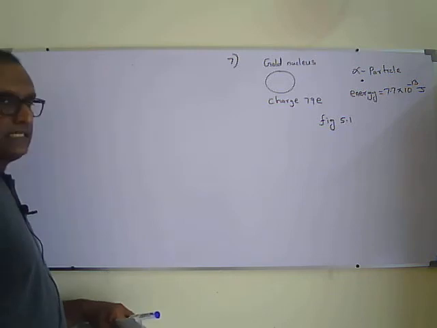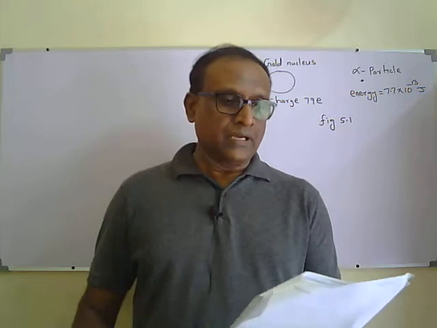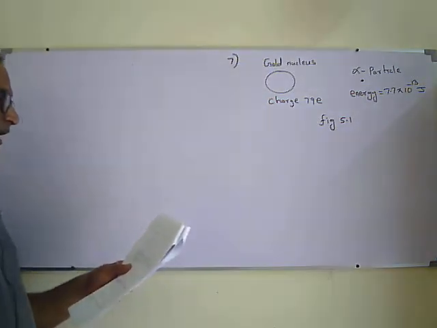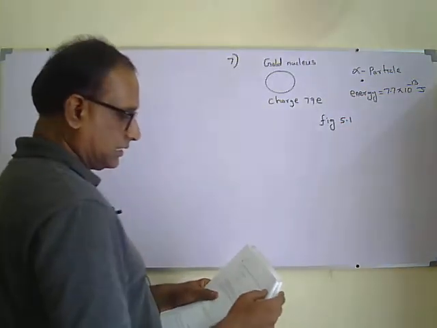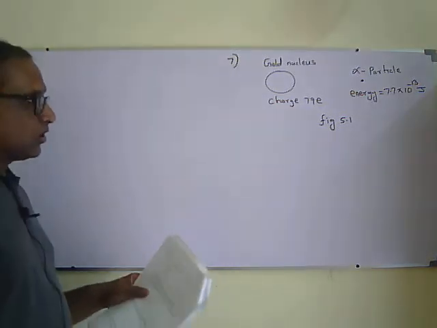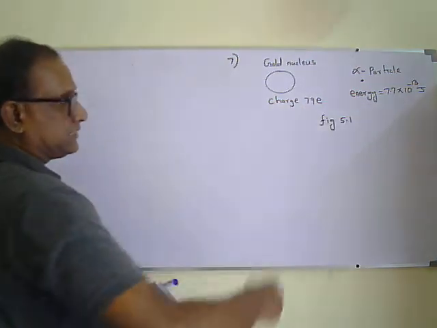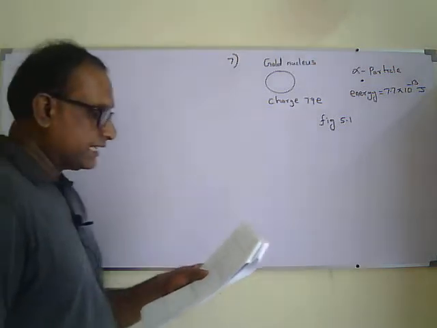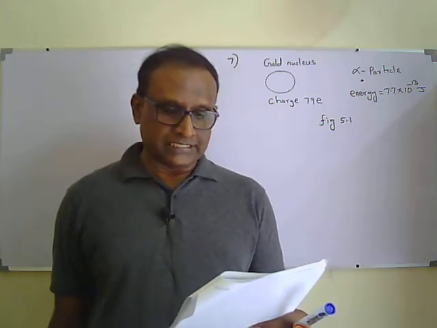Okay, the last question in this worksheet, question number 7, page number, I think 15. There an alpha particle is traveling in a vacuum towards the center of a gold nucleus, as illustrated in figure 5.1. So all the information are given. Charge is 79 times the charge of an electron, positive charge, and the energy of the alpha particle is also given. The gold nucleus has charge 79e. The gold nucleus and the alpha particle may be assumed to behave as point charges.